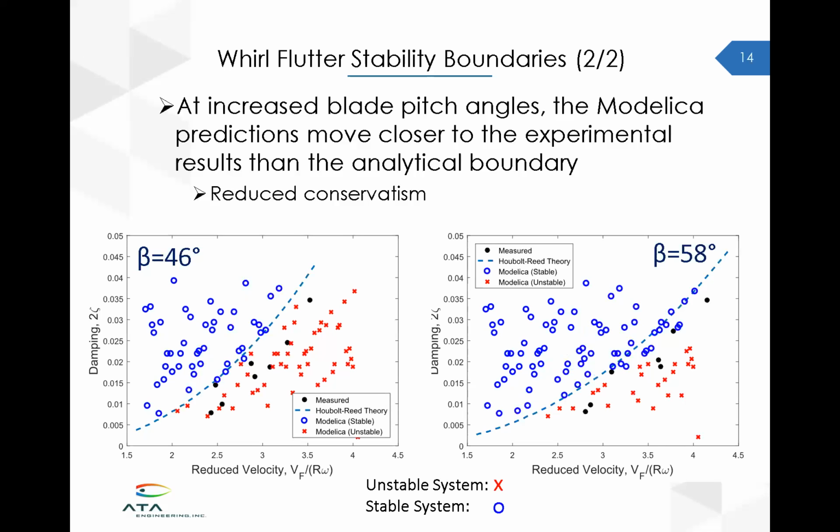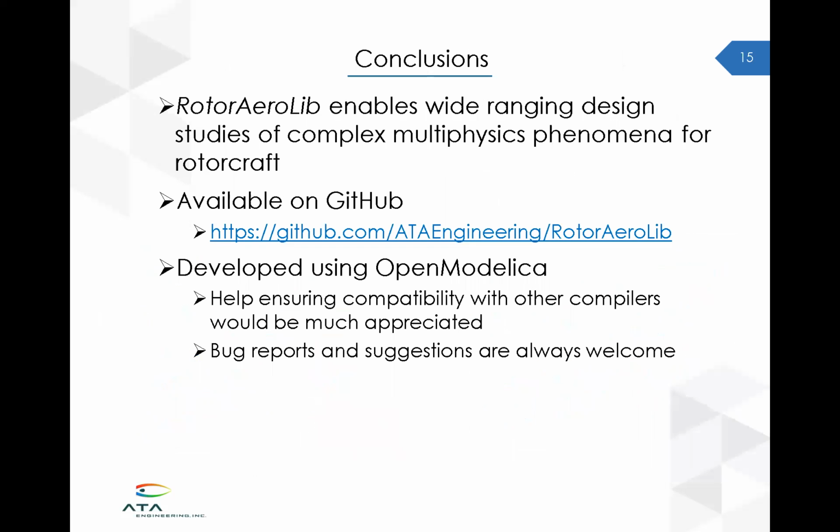Here are a couple different examples. You can see a little bit of divergence between the Modelica model and Hobart-Reed theory, and we attribute this, again, to the different formulations. However, what we also see is that we're reducing some of the conservatism that's introduced in Hobart-Reed theory, as we're getting closer to the experimental results.